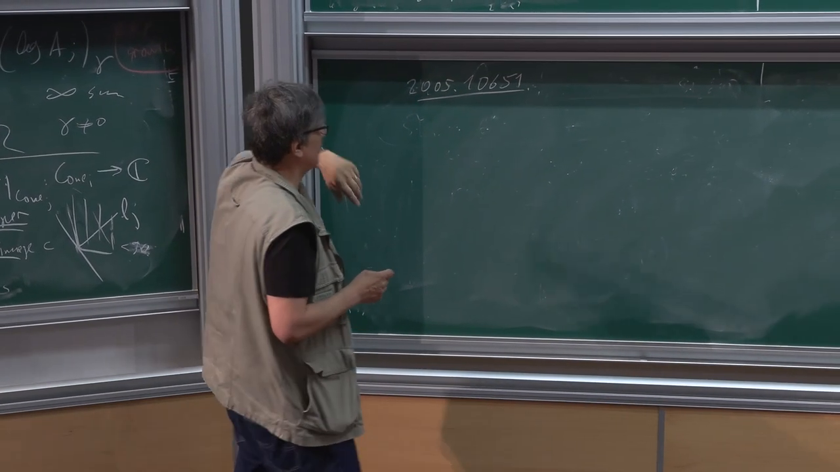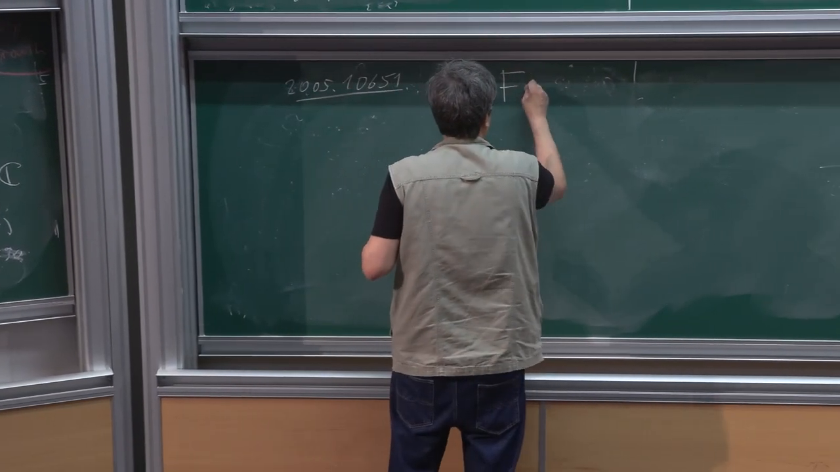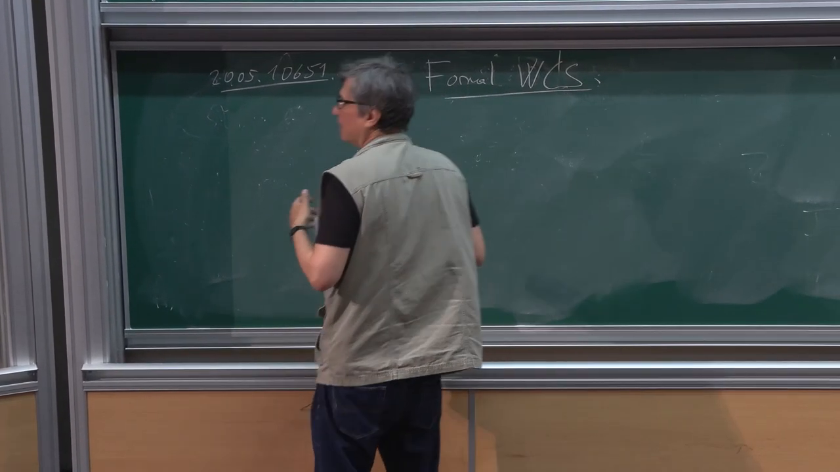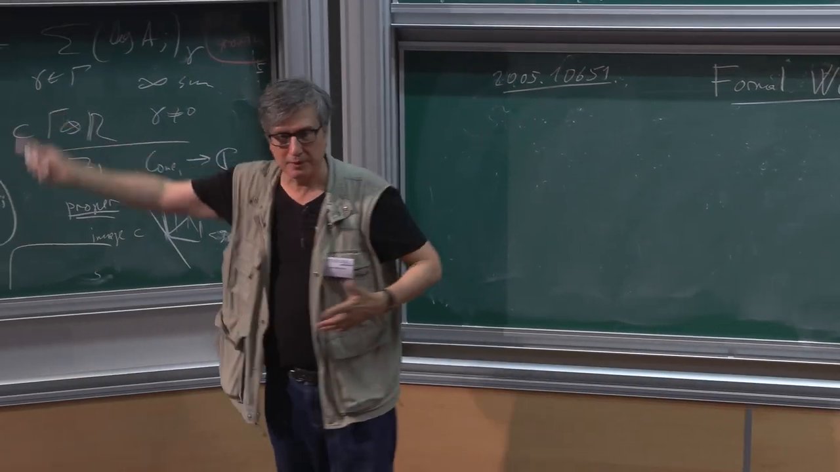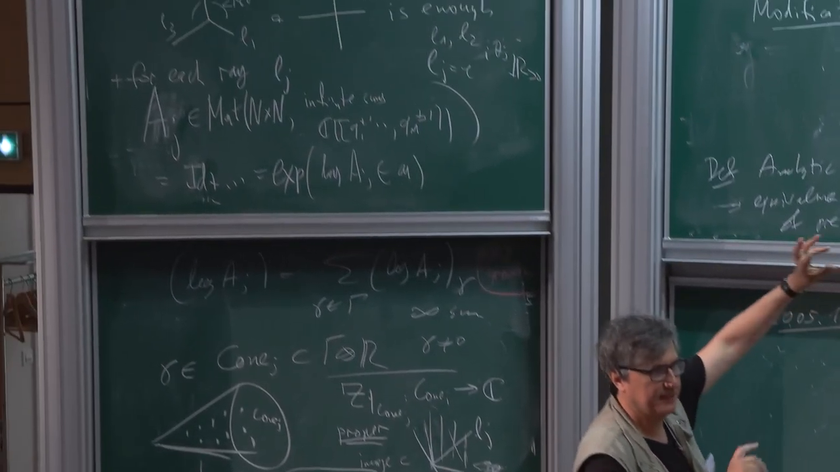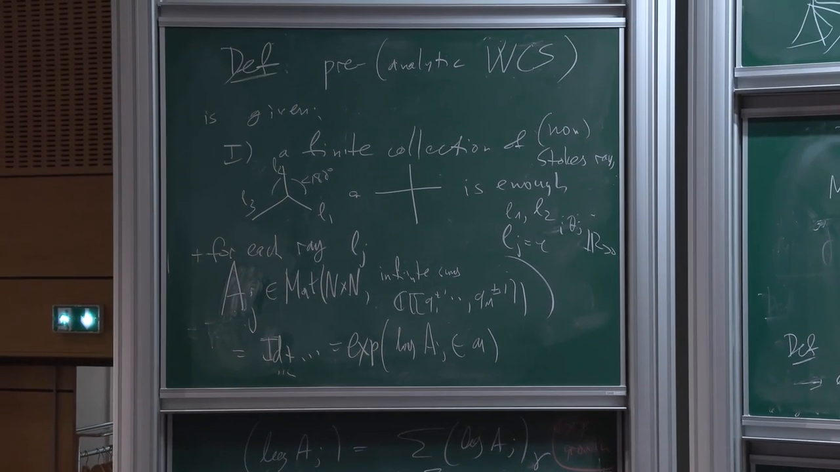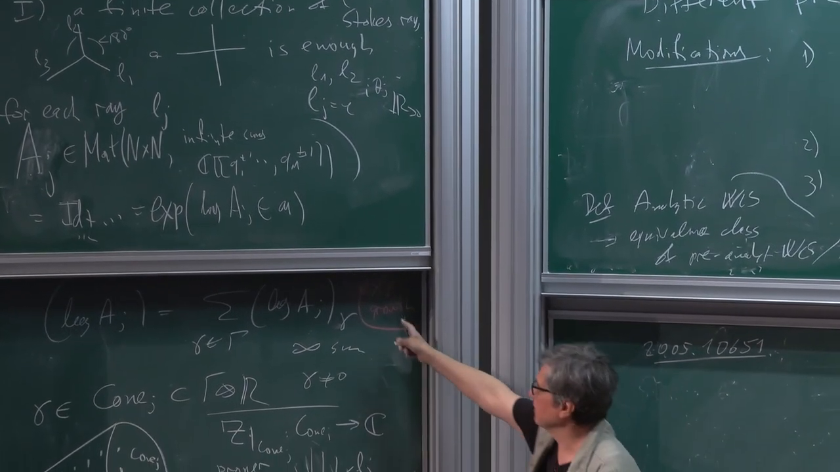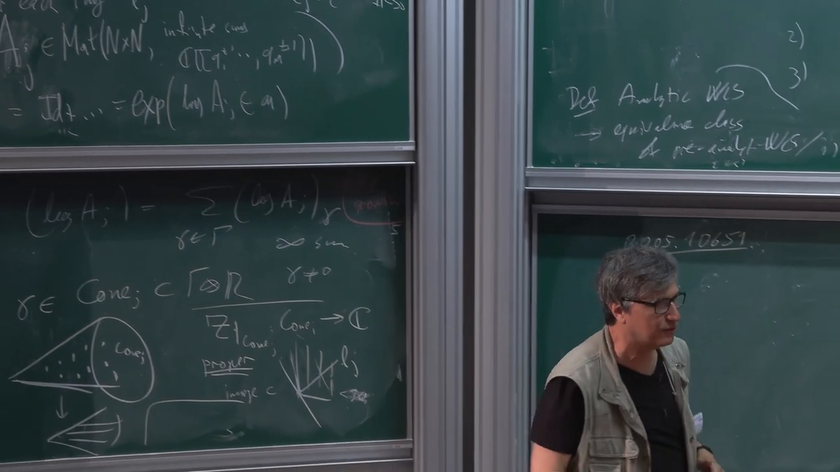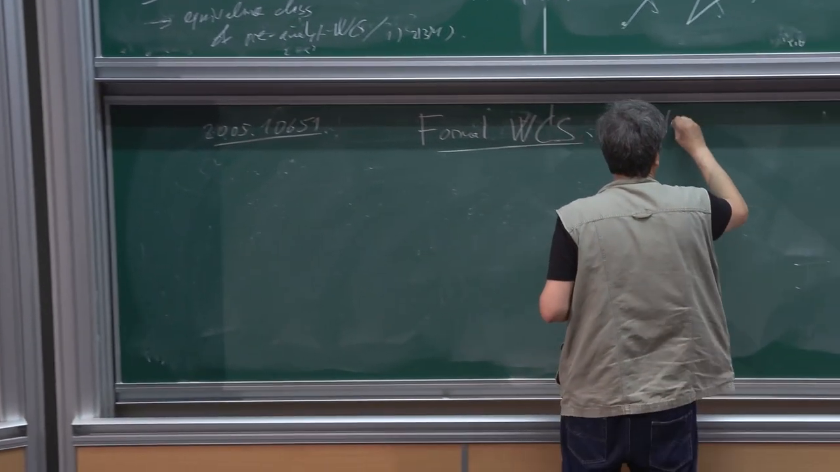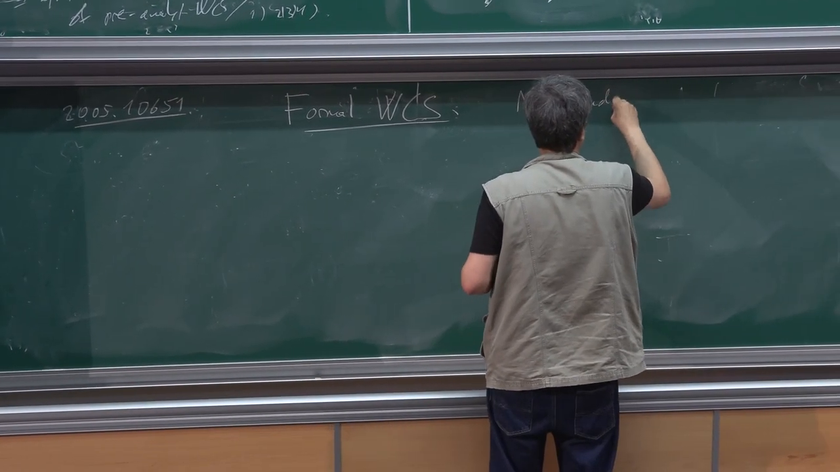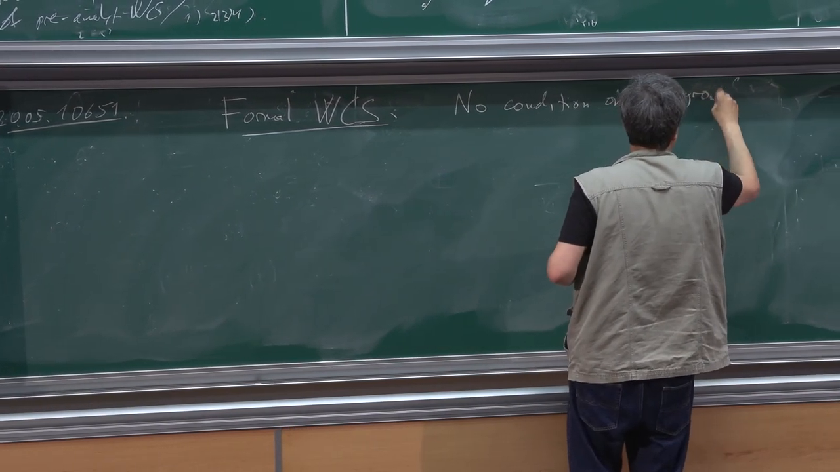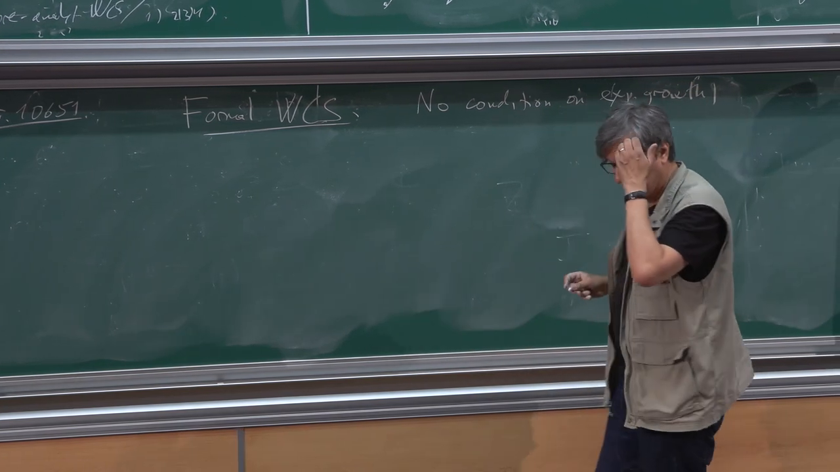So how to understand it? One can define the notion of formal wall crossing structure. What is different between formal and analytic? I have the same story, cones, elements, I forget the condition of exponential growth. No condition on exponential growth.